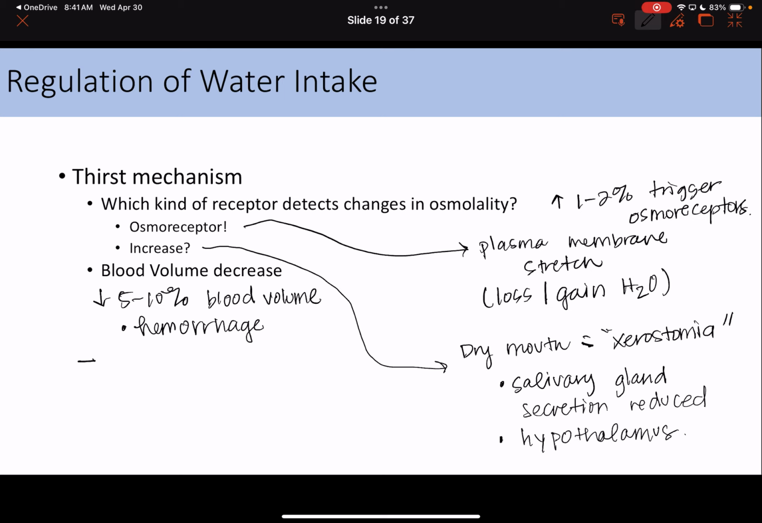Because blood volume is directly related to blood pressure, what are the receptors that detect changes in pressure? A very specific type of mechanoreceptor. Baroreceptors. These detect changes in pressure. And so if we have a drop in blood volume and blood pressure, that's going to trigger that RAA pathway that we talked about. And what is the term for excessive thirst in patients? Polydipsia.